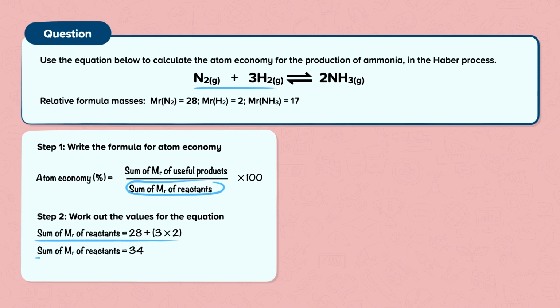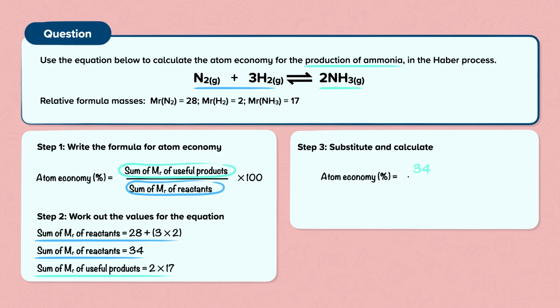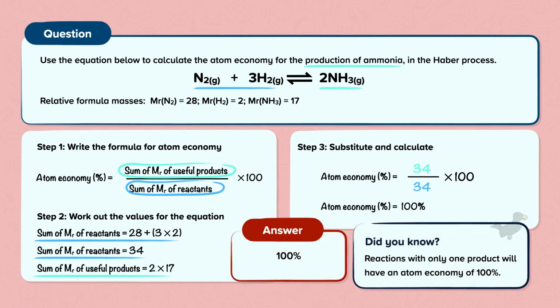28 plus 3 multiplied by 2 equals 34. And then the sum of the MR of the useful product, in this case ammonia. 2 multiplied by 17. Then finally substitute the values into the formula. This gives 34 divided by 34 multiplied by 100, which is 100%. So that is the atom economy for this reaction. Did you know reactions with only one product will have an atom economy of 100%?